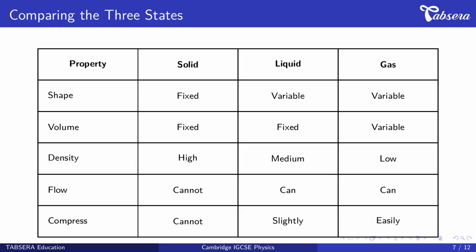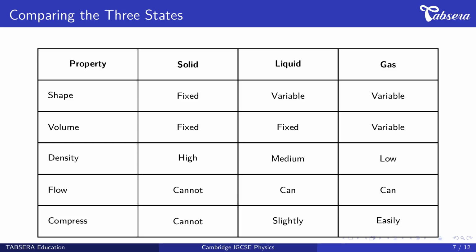This comparison table summarizes all three states systematically. Looking at shape, solids have fixed shape while liquids and gases have variable shape. For volume, solids and liquids have fixed volume, but gases have variable volume. Density decreases from solid to gas. Solids have high density. Liquids medium density, gases low density. Flowability. Solids cannot flow, but liquids and gases can flow.